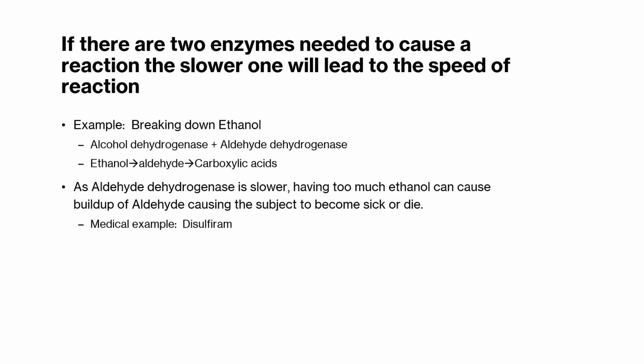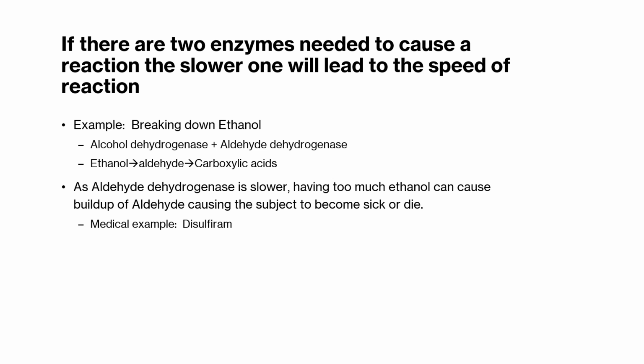If there are two enzymes that are needed for a reaction, sometimes we actually do have one reaction that happens by one enzyme, and then we have another reaction that happens by another enzyme. The slower of the two enzymes actually will tell you how fast a reaction will occur. Now, if we look at alcohol dehydrogenase and aldehyde dehydrogenase, it's needed to take ethanol to carboxylic acid. And so alcohol dehydrogenase is a little faster than aldehyde dehydrogenase.